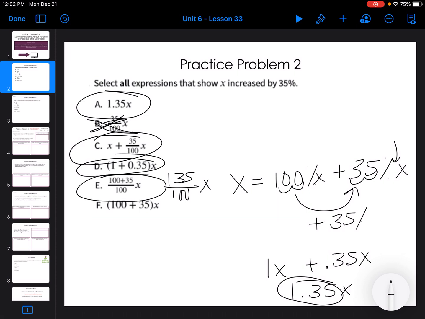The last one says 100 plus 35x. Well, that's 135 times x. No. And the reason why not is because they didn't change the percent to a decimal and they didn't take it out of 100. So you should have had A, C, D, and E.